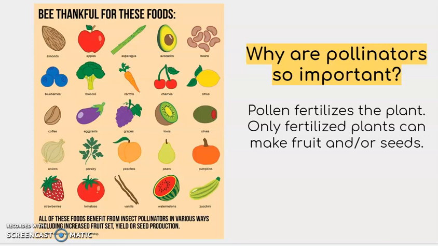Well, bees are just one example of a pollinator, but pollen fertilizes the plant, and only fertilized plants can make fruit or seeds. So here in this picture here are all different kinds of fruits and vegetables and seeds that we eat and enjoy, and without pollinators, those plants wouldn't be able to grow.